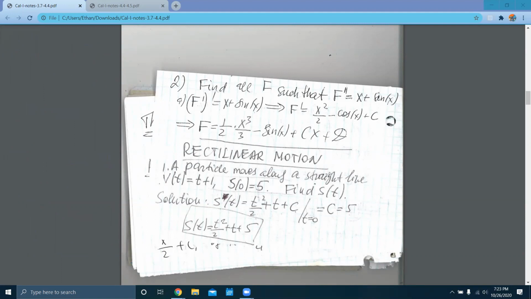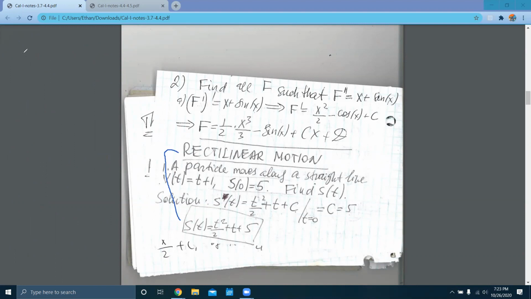Okay, so a particle moves along a straight line, and we're given that v of t is equal to t plus 1. We're given that s of 0 is equal to 5, and we're asked to find s of t. Now, this is a definite one. We are going to find the c value here.